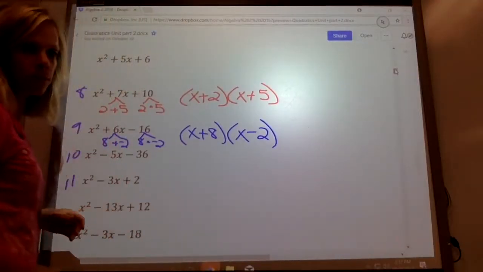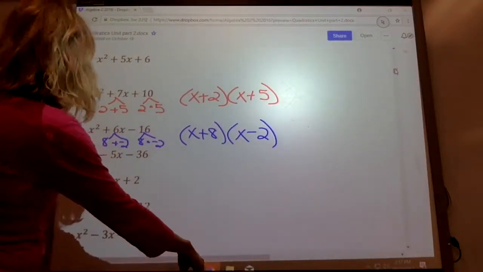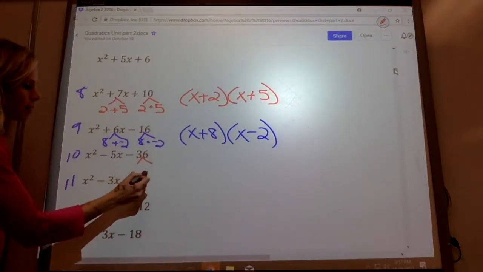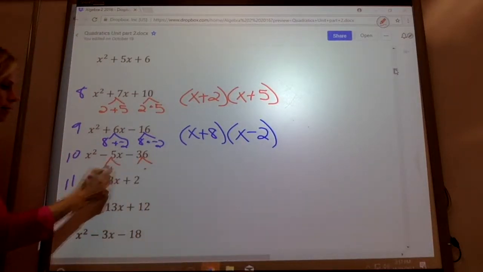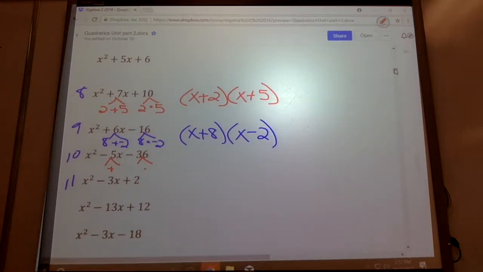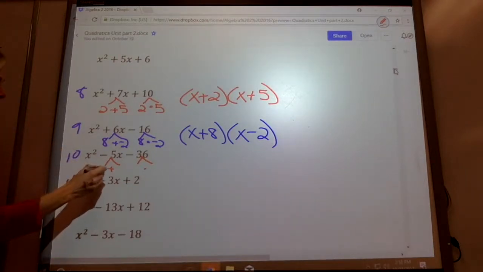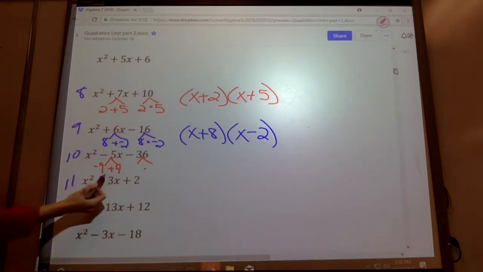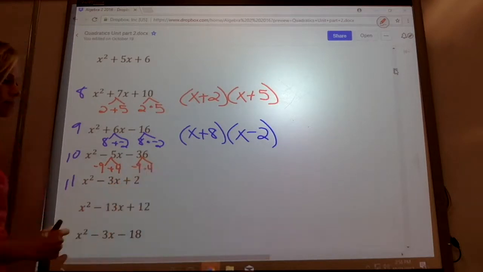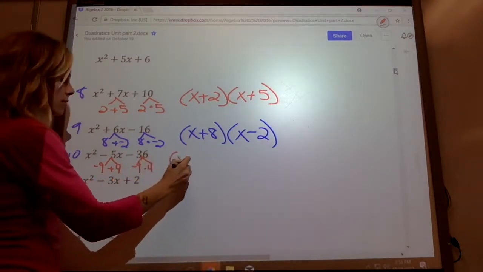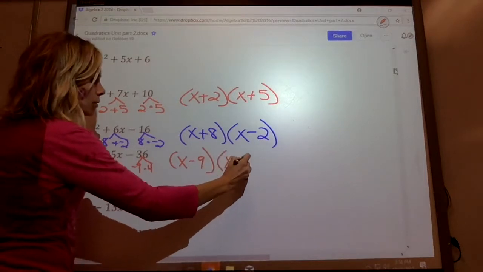All right, so this one, what do I multiply to equal negative 36, but add to equal negative 5? 6 and negative 6? No, 6 and negative 6 added together is 0. Wrong. 9 and 4, which one's negative? 4? No. Negative 9 and positive 4, because I need a negative 5. So it's got to be negative 9 and a positive 4. So then it factors as x minus 9, x plus 4.